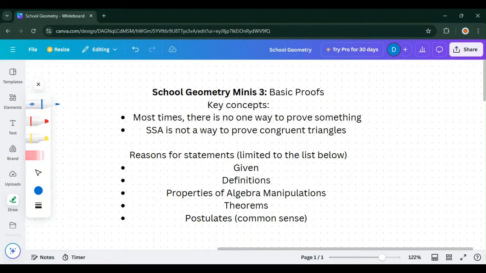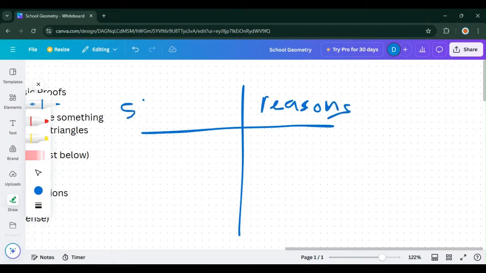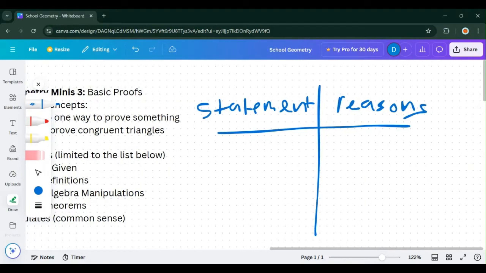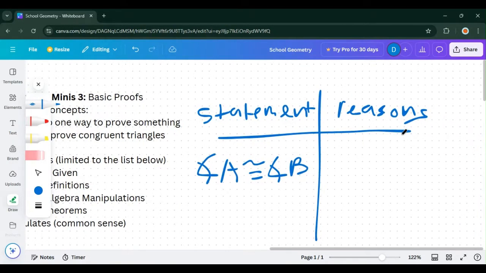Reasons for statements. And what do I mean by that? So I'm going to draw a proof table, and we have reasons on the right and statements on the left. This is what you would usually see in a proof table. If we have a statement such as angle A is congruent to angle B, this is just an example, by the way, we have to have a reason for it. That's the whole purpose of proofs, is to use reasoning to prove a statement.